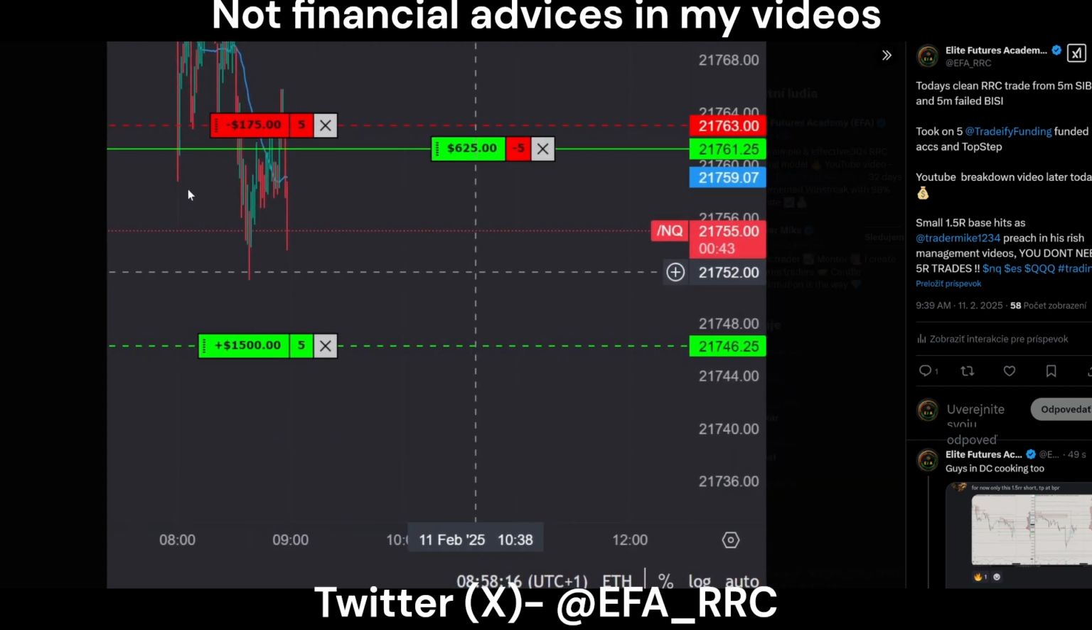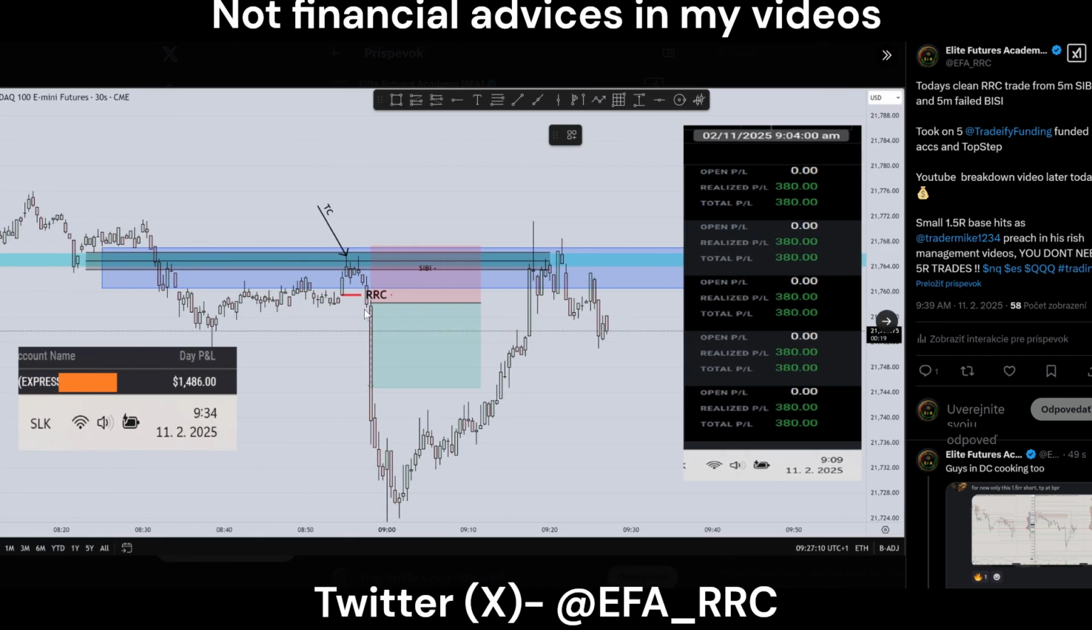Here is also the execution from the top step. Yeah, this trade was really simple, really fast. It was like 30 seconds on Tradify, then a little more on the top step.